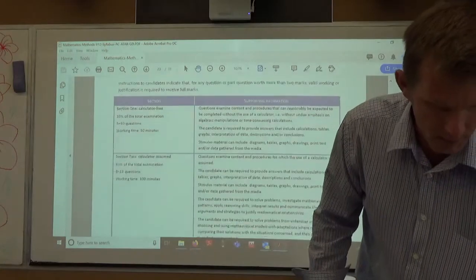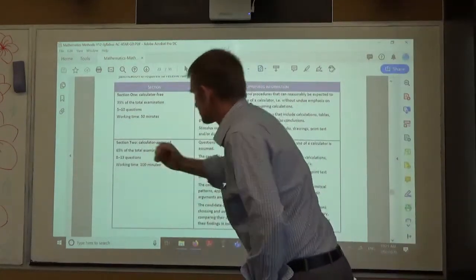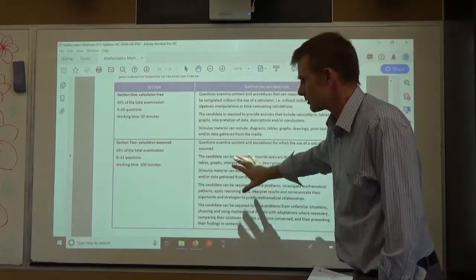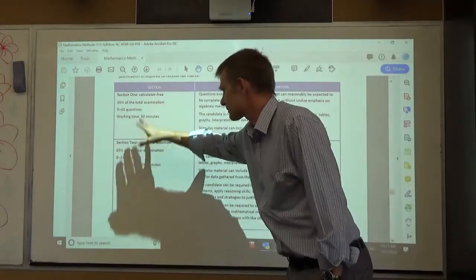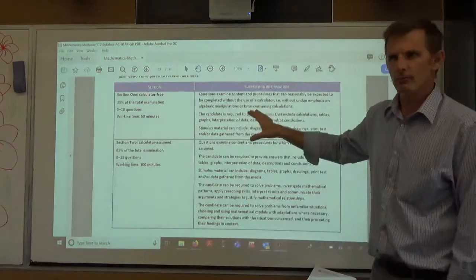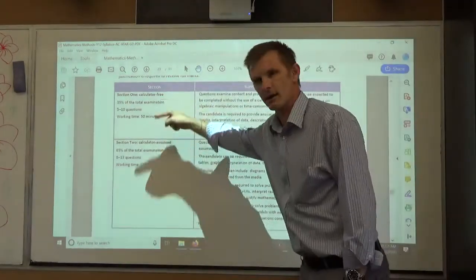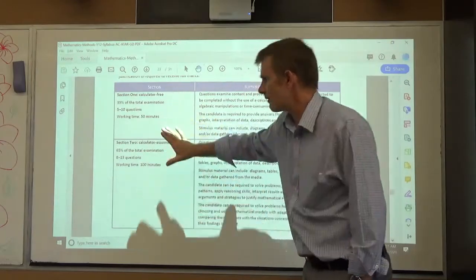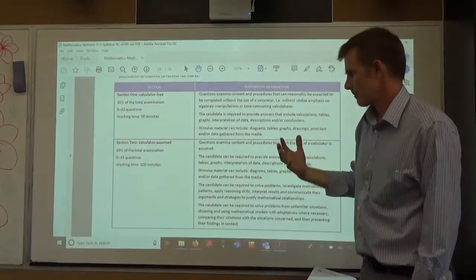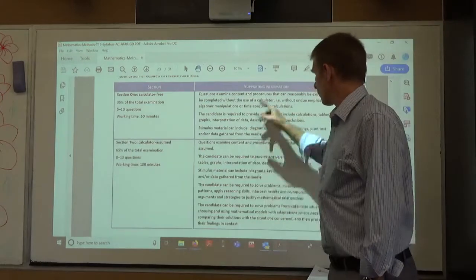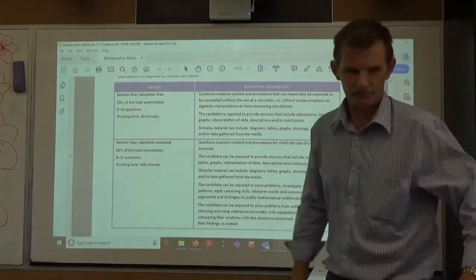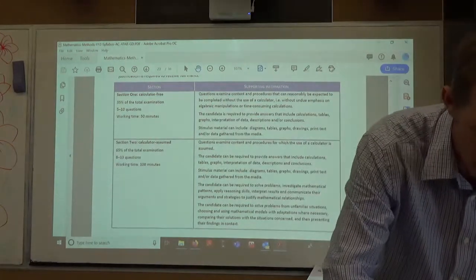Over the page, it tells you about section one and section two of the exam and what they're looking for in those sections, the number of questions, the split up. You don't need to worry too much about this because this is exactly what we do in all of our exams anyway. The split, the timing, everything is the same. But have a read of what this is saying and what sort of things the examiners are going to be looking for. We've got plenty of time to get through that.